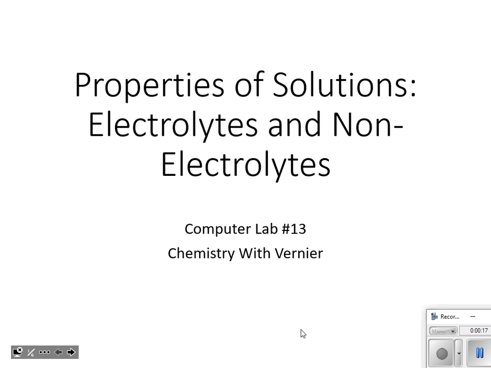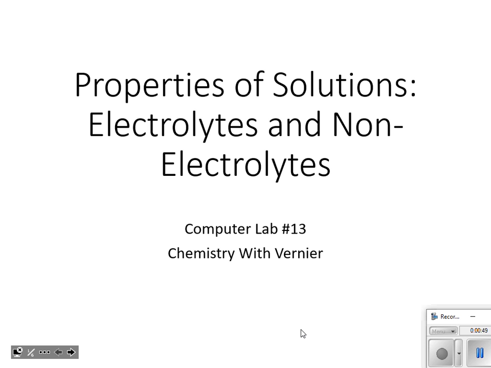This is our pre-lab discussion of computer lab number 13 of Chemistry with Vernier, talking about properties of solutions, electrolytes, and non-electrolytes. In this experiment, we are going to be using a conductivity probe. When the probe is placed in a solution that contains ions, it is able to conduct electricity. Therefore, an electrical current is completed across the electrodes, and we have a reading on our conductivity.